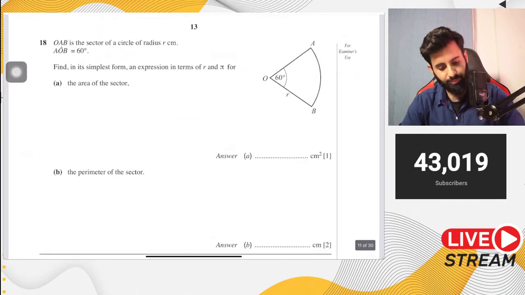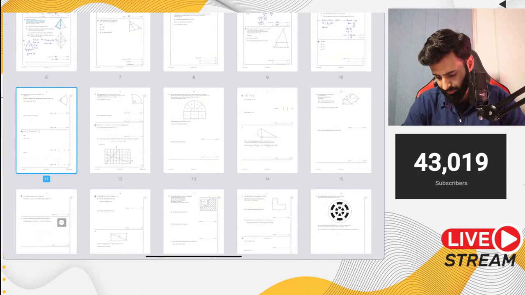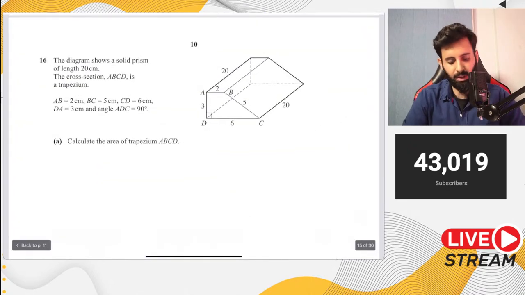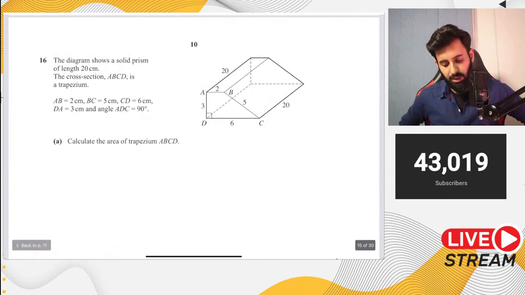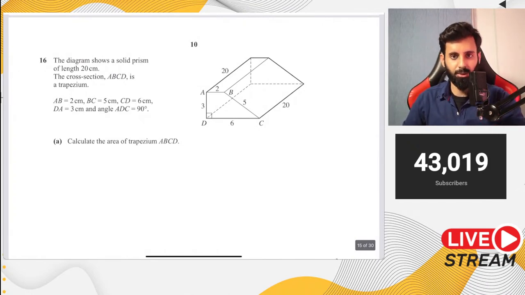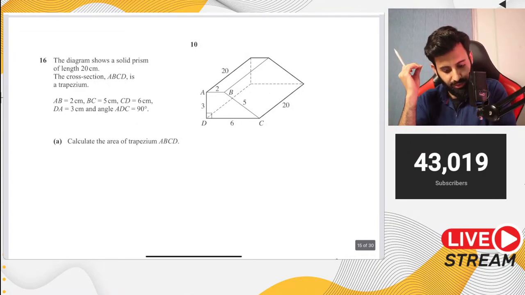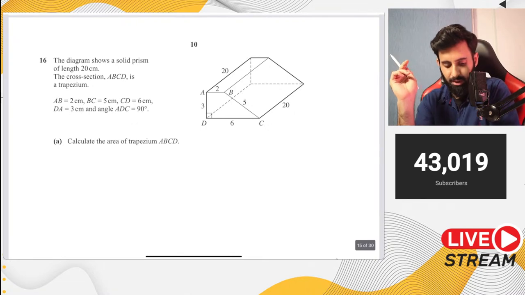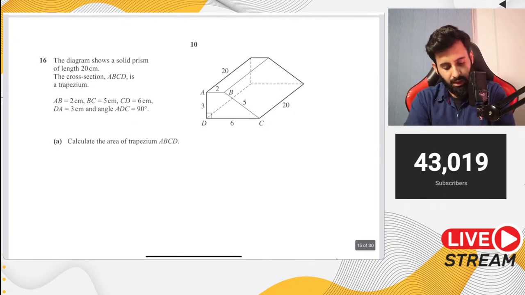Okay. Now, let's do a difficult question. This is 3D mensuration, and we're dealing with a prism over here. So let's see what this says. It says, the diagram shows a solid prism of length 20 centimeter. The cross-section ABCD is a trapezium. AB is equal to 2 centimeter, BC is equal to 5 centimeter, CD is equal to 6 centimeter, DA is equal to 3 centimeter, angle ADC is equal to 90 degrees. Calculate the area of the trapezium.